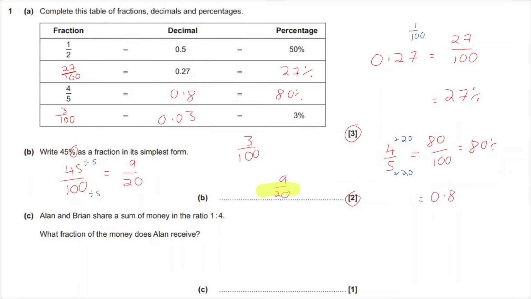Part C. Alan and Brian share a sum of money in a ratio 1:4. So you've got Alan to Brian in a ratio 1:4. I'd always just straight away, without even reading the question, make a note of this. You've got Alan to Brian, and they share money in a ratio 1:4. And it says, what fraction of the money does Alan receive? Now, a fraction is always out of the total amount. Well, if you've got 1 part, add 4 parts, that is a total of 5 parts in total. And Alan receives 1 part, so it's got to be 1/5. Okay, so that is it. 1/5 is your answer for this one. And there we go. Let's give that a highlight. Good. And that is the first question done.